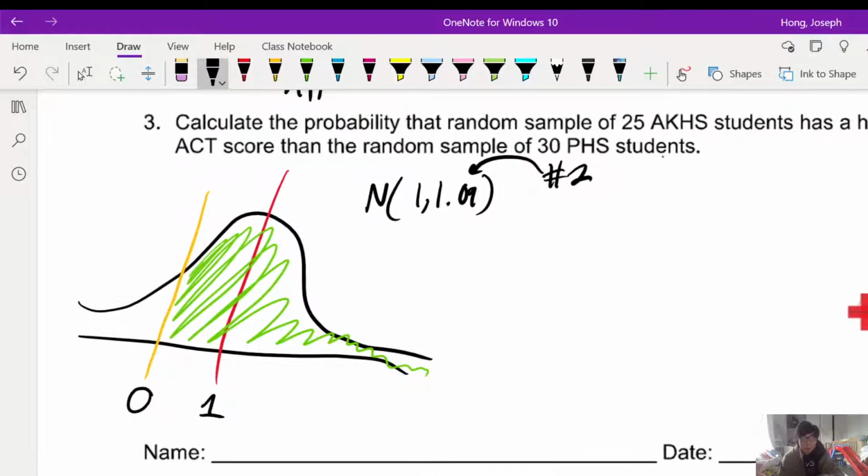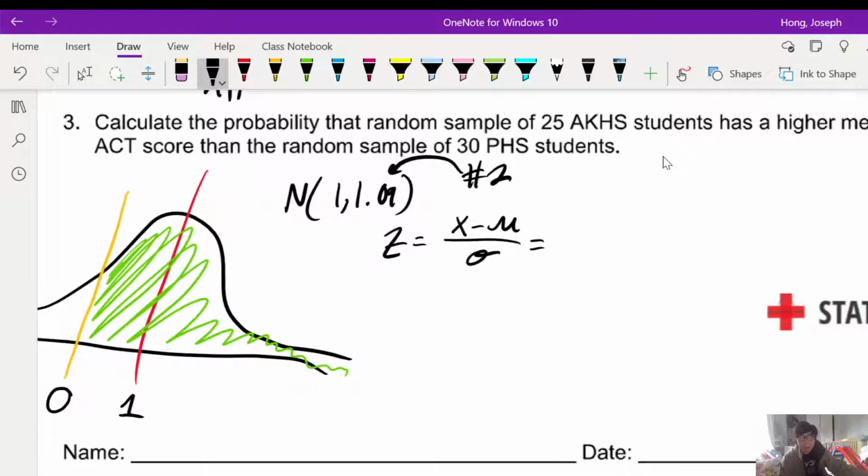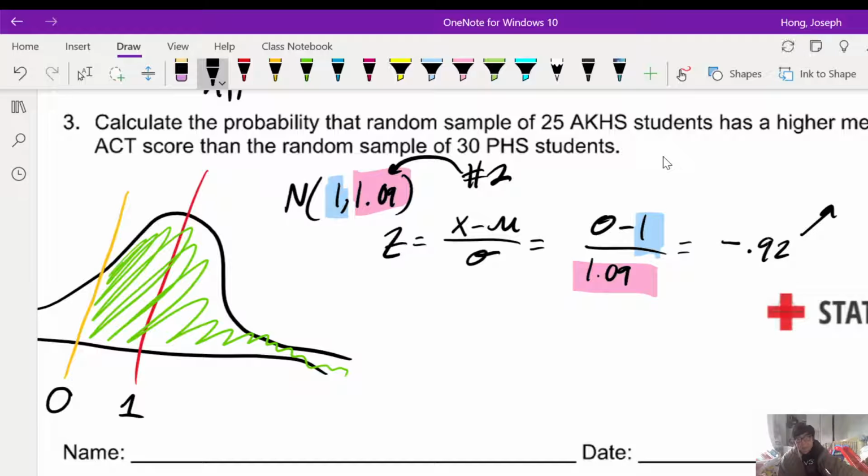So how do we do that? We use the context of chapter 1, which is x minus mu divided by standard deviation, which we found. Well, we found all of these right here. This is going to be 0 minus 1 divided by 1.09. That's why it's important for you to label your parameters so that you can use a z-score. This is going to end up becoming negative 0.92. And then we're going to use table A.